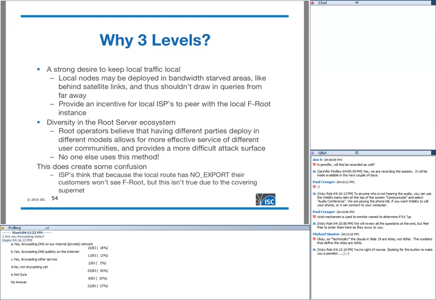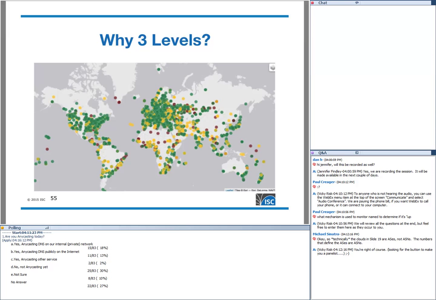Next slide, please. So one of the things that we've been doing is a lot of F-root measurements to see where users are getting their traffic from, which Anycast instance they are talking to. And a great way to do this is using RIPE Atlas probes. RIPE is the regional internet registry in the European region.